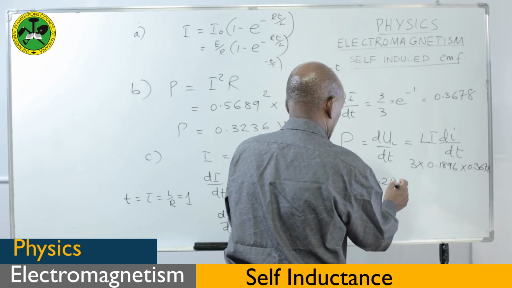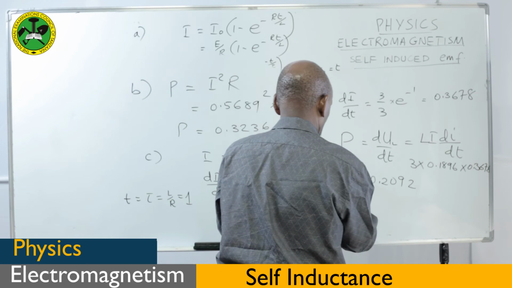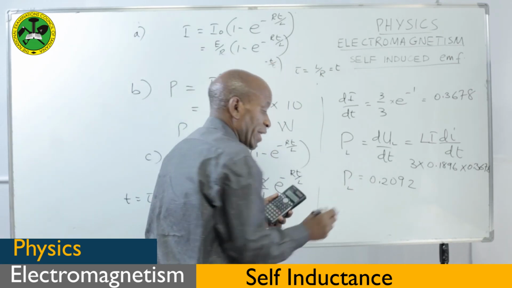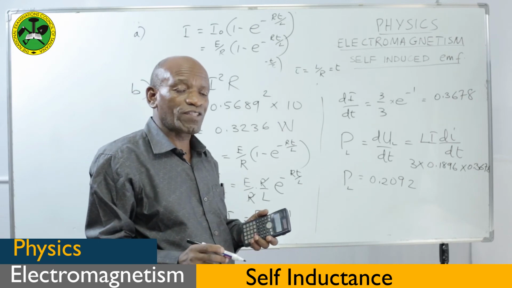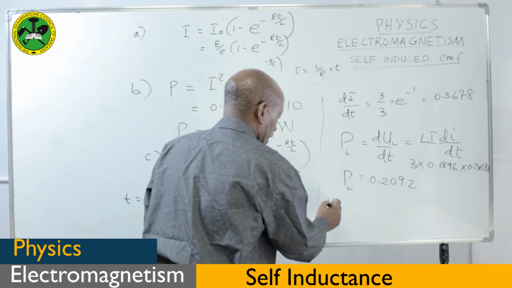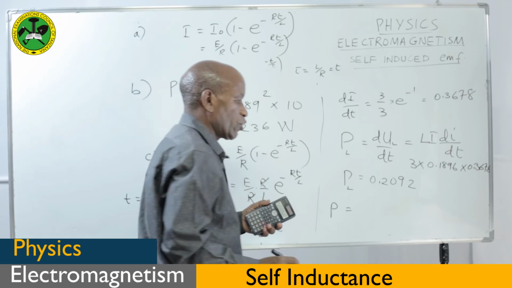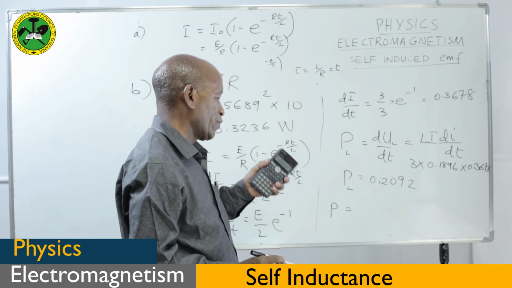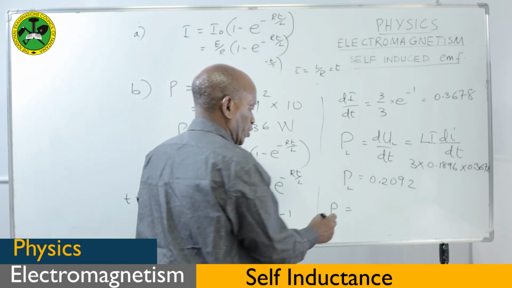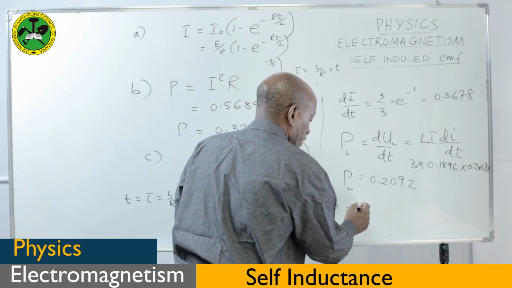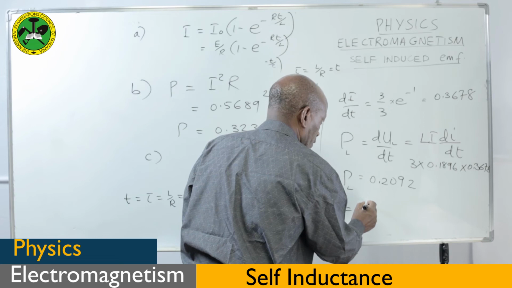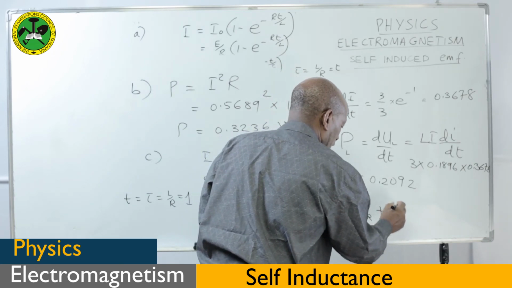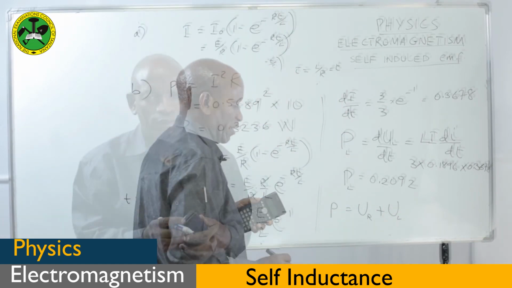This is the power from an inductor. But from the conservation of energy, the total energy will just be equal to the energy which is stored in a resistor plus the energy which is stored in an inductor.